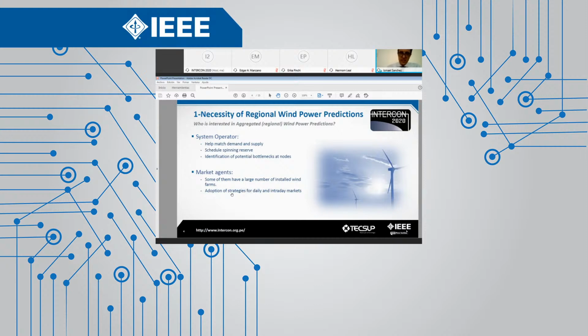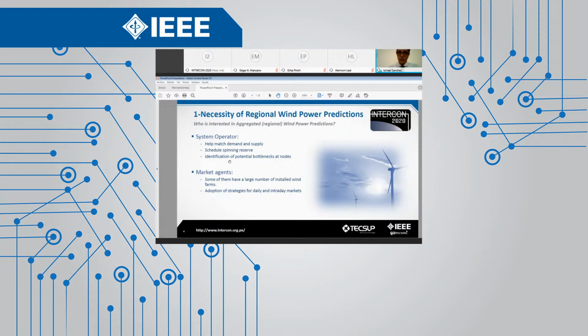Why do we need regional wind power prediction? There are different agents that need the regional prediction, as compared to individual wind farm power prediction. The system operator has to balance the whole system. In countries with high penetration like Spain, Denmark, or Germany, it is critical that the transmission system operator has good predictions to manage all that energy. So they can make efficient schedules and reserves or identify potential bottlenecks at some nodes.